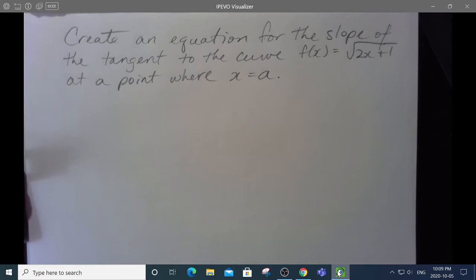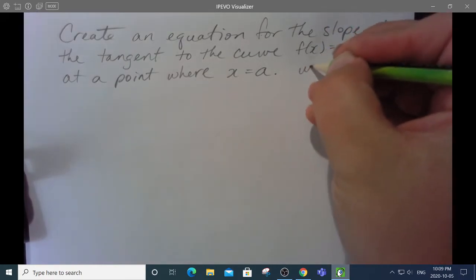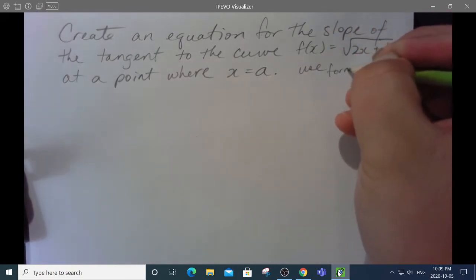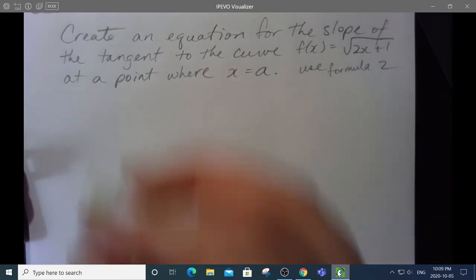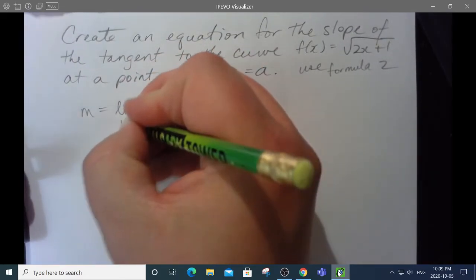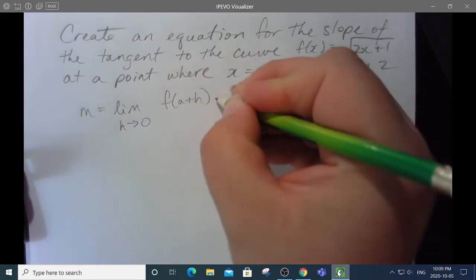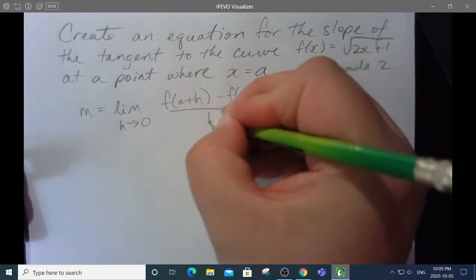All right, how did that go? Did you give it a shot? Did you come up with a formula? Let's see. Once again, I'm going to use formula 2. So here's what it looks like. It's going to be m is the limit as h approaches 0 of f of a plus h minus f of a all over h.